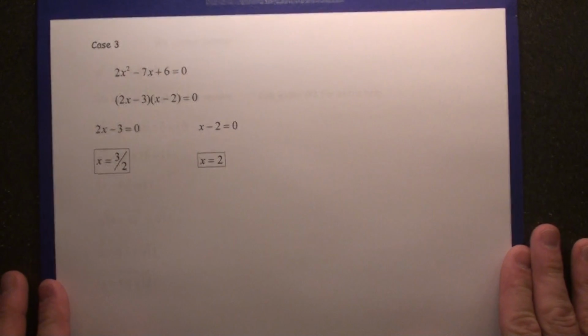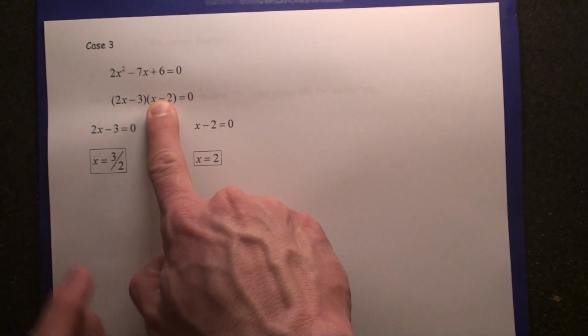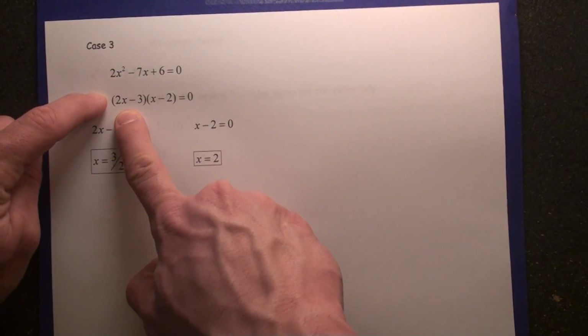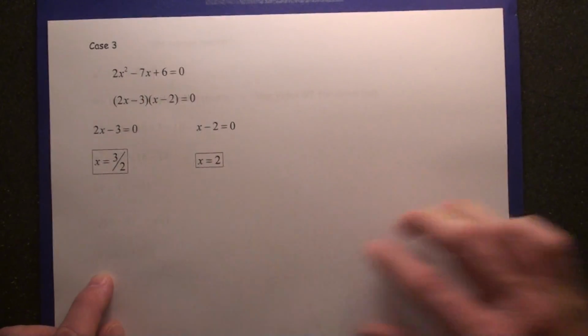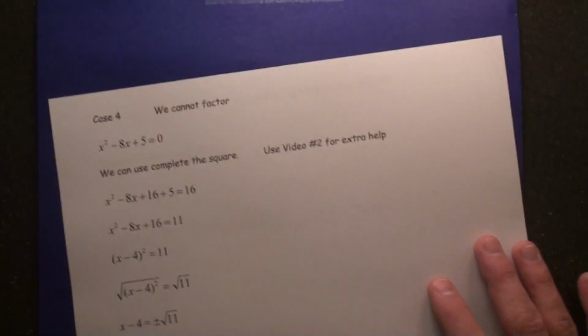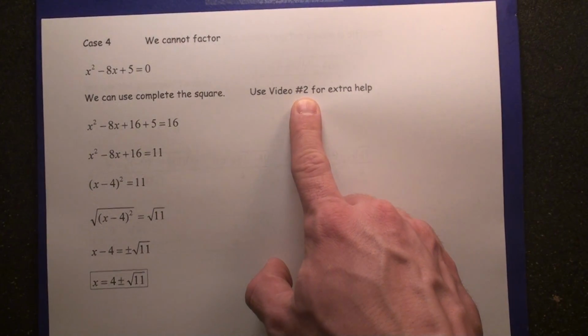Then case number 3, we have a trinomial. You're going to try to factor the trinomial into a times b equals 0. Factor the 2x times 1x. You use the 6 is 3 times 2, negative for both. Therefore, x is 3/2 or 2. What if you cannot factor? Well, if you need to, take a look at video number 2 for extra help.